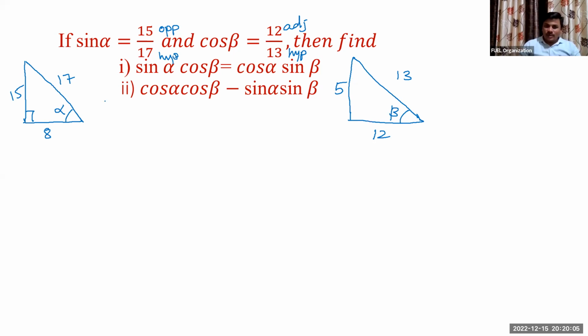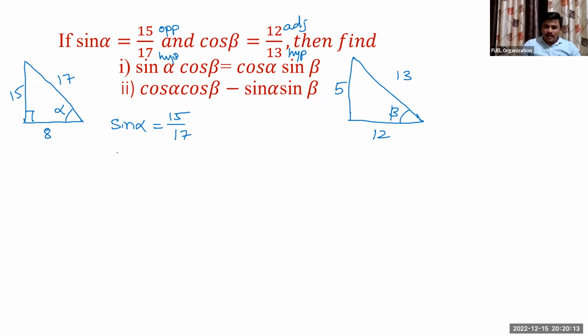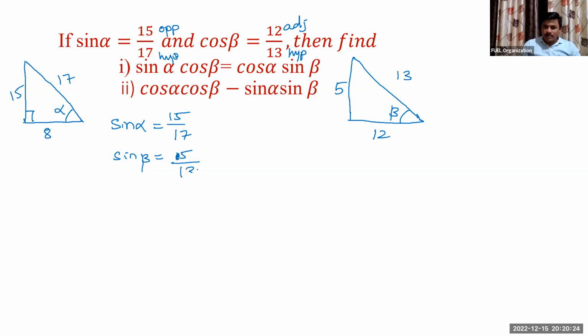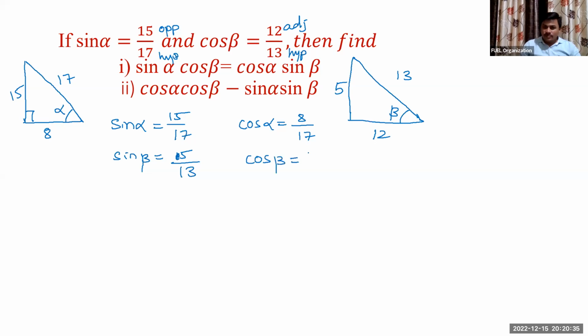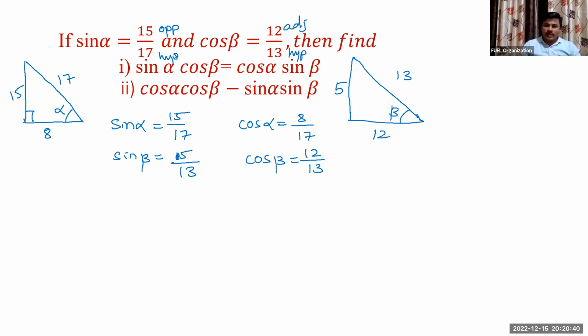Okay, now children, what is sine alpha value? Sine alpha is 15 by 17. Very good. And sine of beta is equal to? 5 by 13. And cos alpha is equal to? 8 by 17. And cos beta is equal to? 12 by 13. Okay, so these values are there. Directly you substitute here and simplify, you will get the answer.